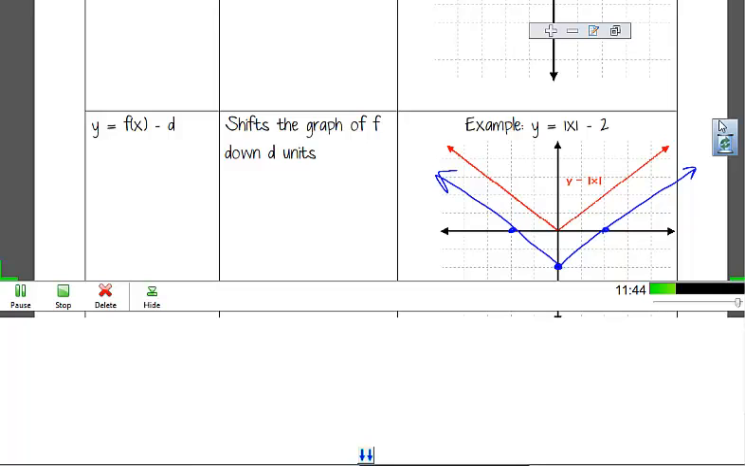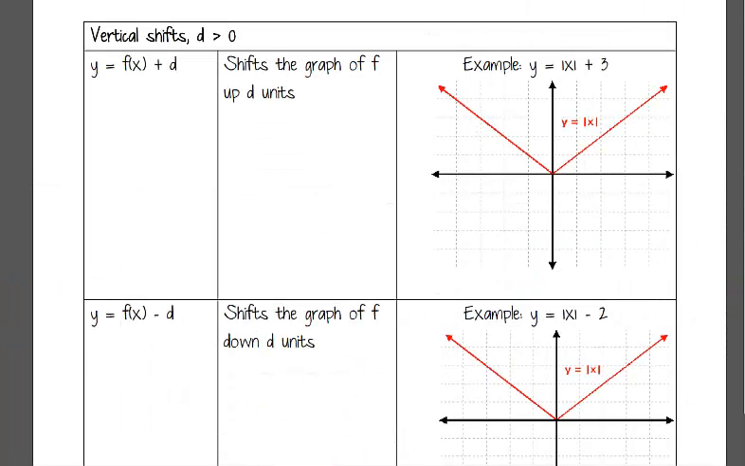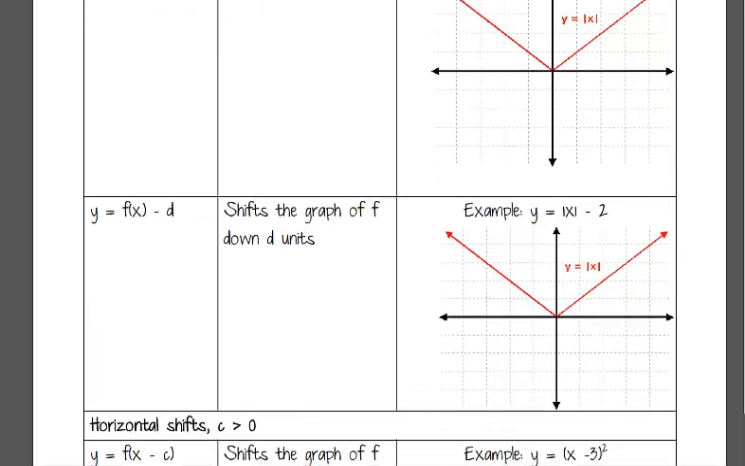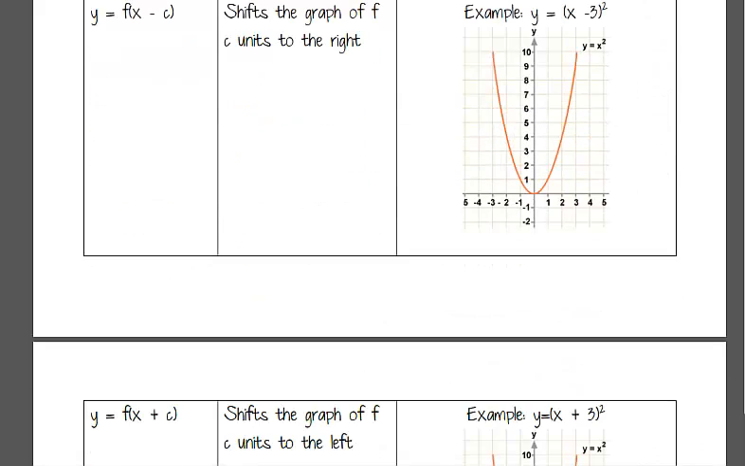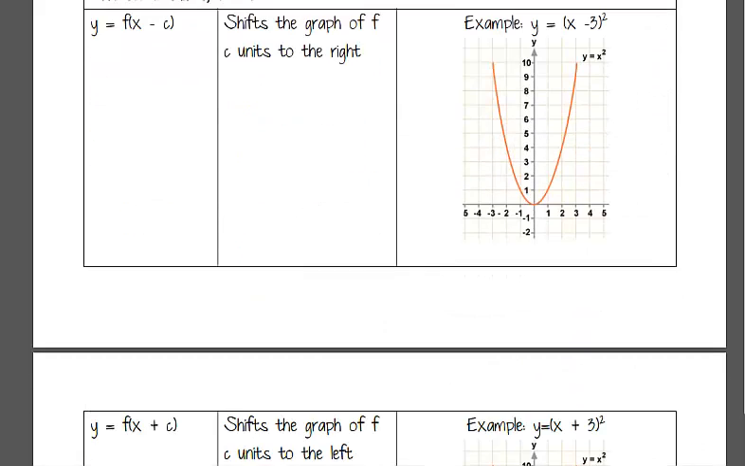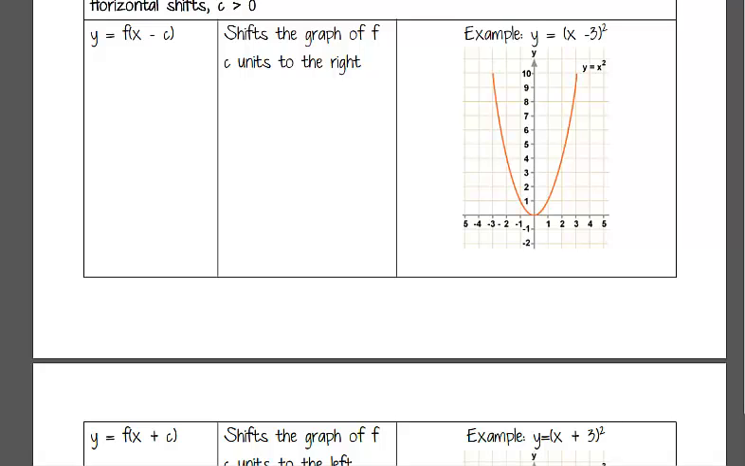All right. The next transformation I think that we're going to look at is going to shift our graph left or right. Okay, everybody's got this? Okay, good. All right, so we've got a horizontal shift. And again, this is for c greater than 0.